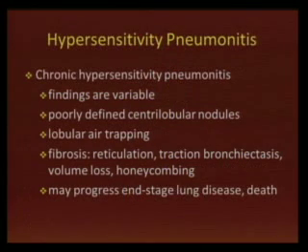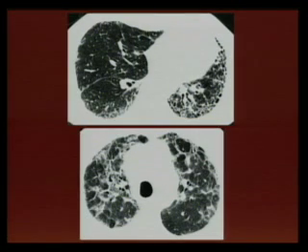or sarcoidosis. And finally, chronic HP is typically seen with fibrotic changes. So you will see reticulation, traction bronchiectasis, honeycombing, loss of volume, and this is the typical appearance of chronic HP. Multiple cystic lesions, bronchiectasis, interstitial lung disease, ground glass opacity, mainly in the lung bases.